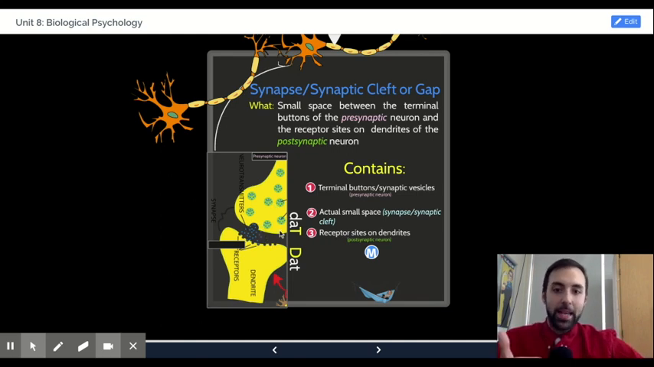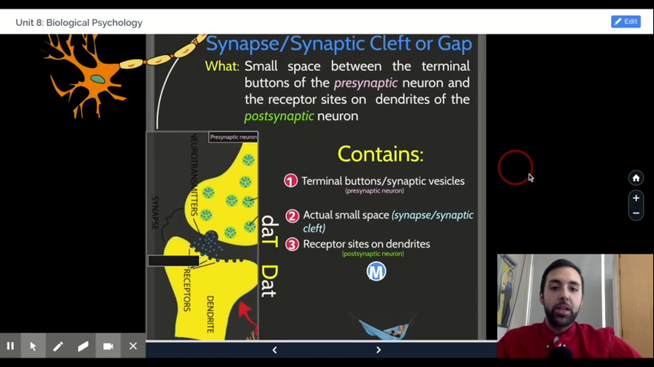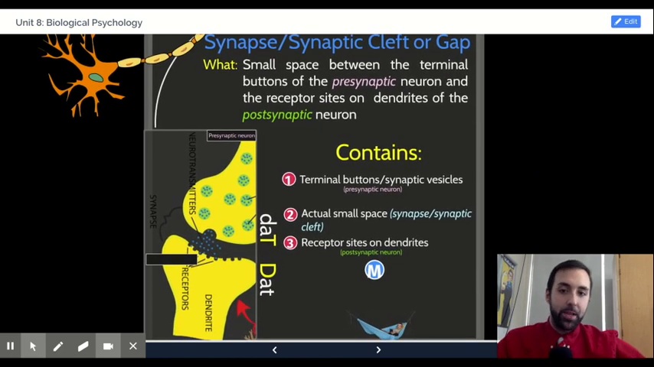The space between the end of one neuron and the beginning of the other. Often we'll use terminology such as the presynaptic and the postsynaptic neuron. The presynaptic neuron means the neuron before the synapse. Again, the synapse is the space between the two. So the presynaptic neuron would include the terminal of the first neuron, but then also the synapse includes the dendrites of the postsynaptic neuron, post meaning after the space.